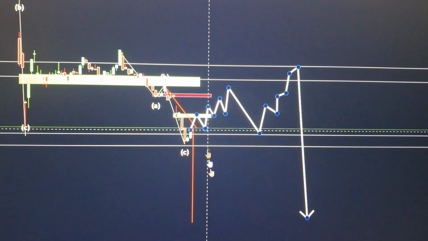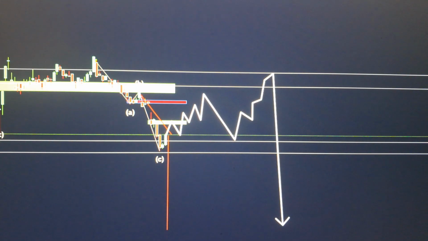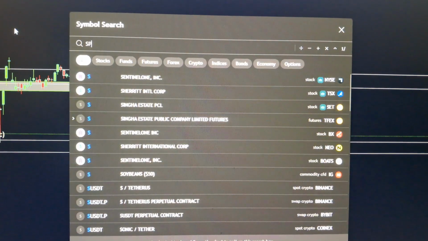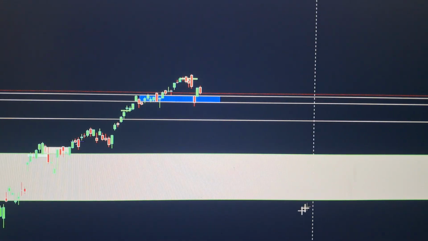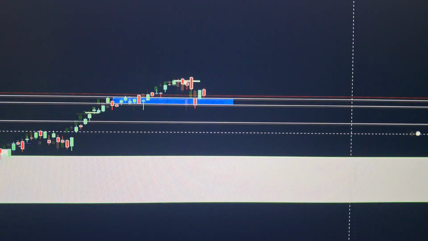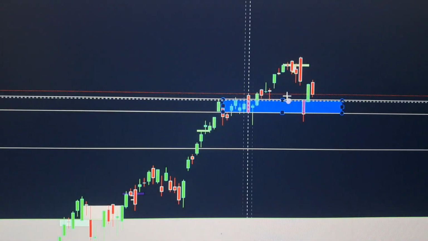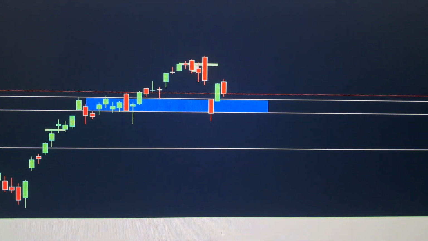There's multiple possibilities, but we'll just see what the day gives us. So leaving UNH, we can go to, let's check out SPY. This looks slightly concerning, but not fully. As of now, it technically looks like a retest, now that I'm actually looking at it.